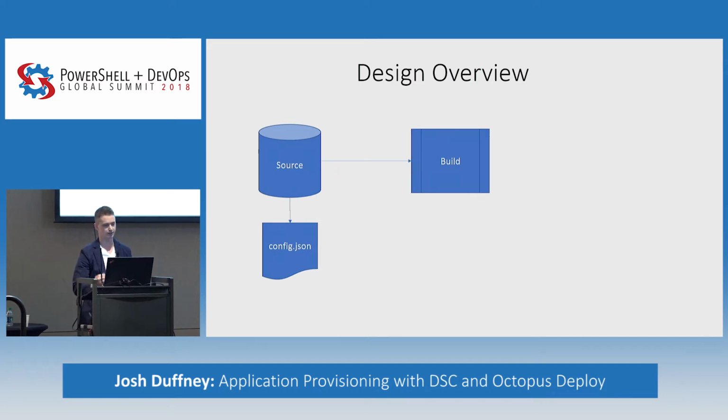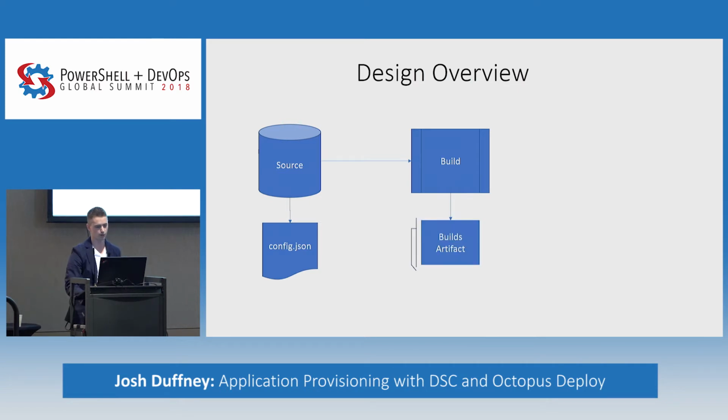The next step is that the source kicks off with CI and it gets built. The product of that is a build artifact. So now they have all of their code and their configurations for their provisioning inside a NuGet file or whatever they choose to compile to.